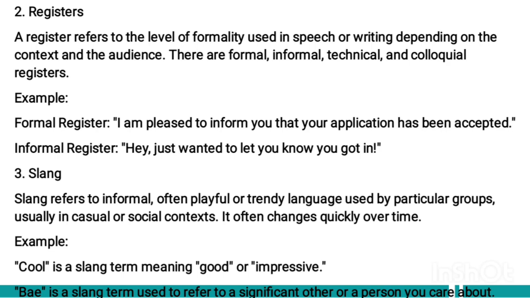Next one is slang. Slang refers to informal, often playful or trendy words or phrases that are used within particular groups. Slang can change rapidly and is more commonly used in casual settings. For example, cool is slang for something good or impressive. Bae is slang for a significant other or someone you care about.